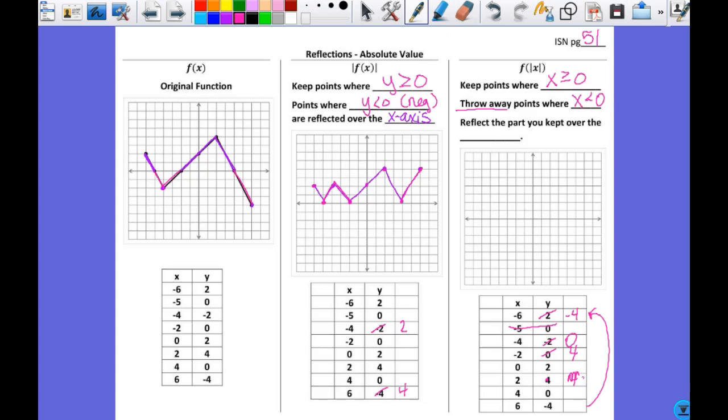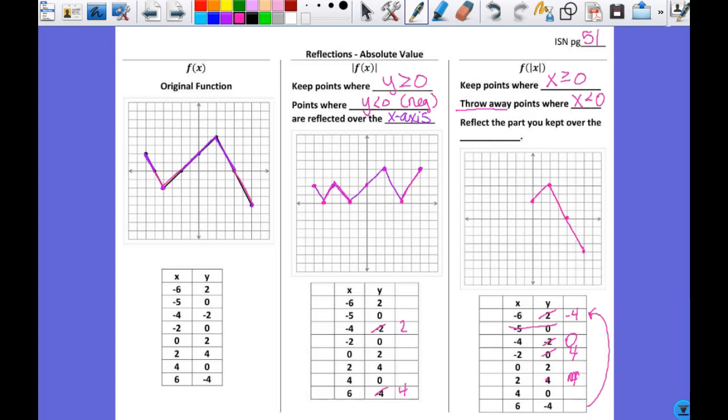So let's go ahead and plot those. I'm going to go to (0, 2), (2, 4), (4, 0), and (6, -4). Right? So we're here.